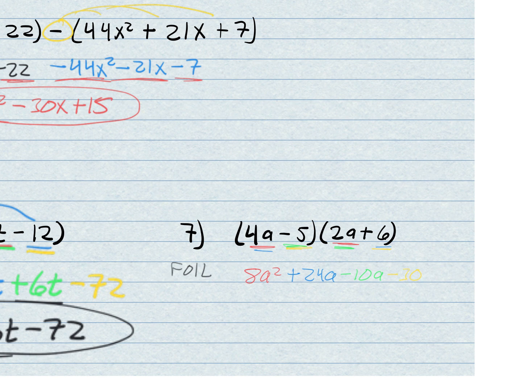And then just like before, we're going to combine like terms, right? Our like terms are in the middle. 24a minus 10a, so 24 minus 10 is going to get you 14a. And then minus 30, and then a squared plus. Once you combine the middle two terms, everything else stays the same. This should be your answer.